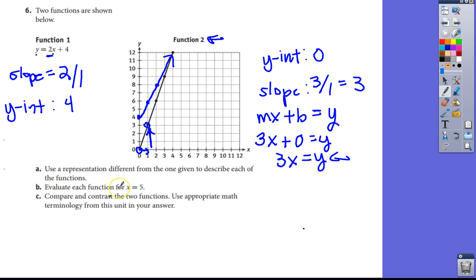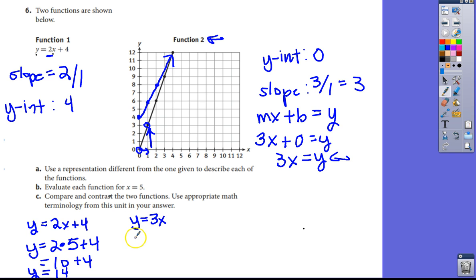All right, evaluate each function for x equals 5. That means we're just going to plug it in. So there are 2 ways we can do this. I'll just go ahead and show you the part where we're plugging it in. So for our y equals 2x plus 4, we're going to put the 5 where the x is. So 2 times 5 plus 4. 2 times 5 is 10 plus 4. Then 10 plus 4 is 14. So y equals 14. For the other one, y equals 3x, we're going to put the 5 in the x spot. So 3 times 5. Multiply that and you get 15.